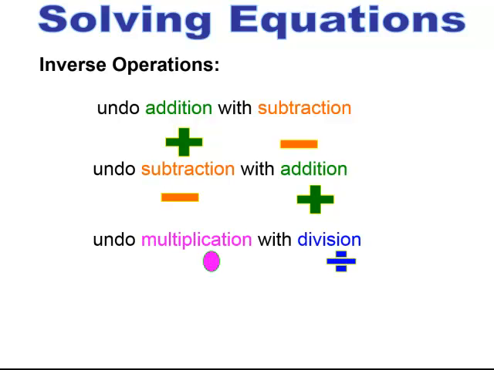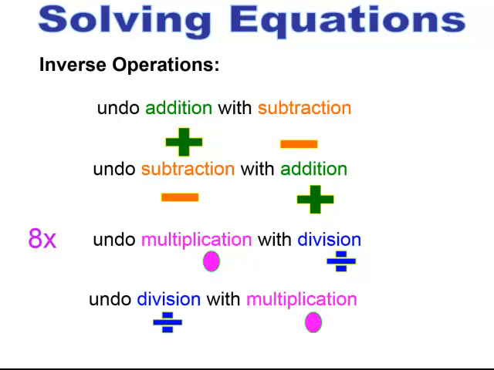Now with multiplication, the inverse operation is division, but we won't see a multiplication symbol. What we're going to see is a number attached to a variable. And when we have a number attached to a variable, in algebra, what that means is we're multiplying that number to the variable. So when you see this, the inverse operation would be division. And then if you have division, the inverse operation would be multiplication.